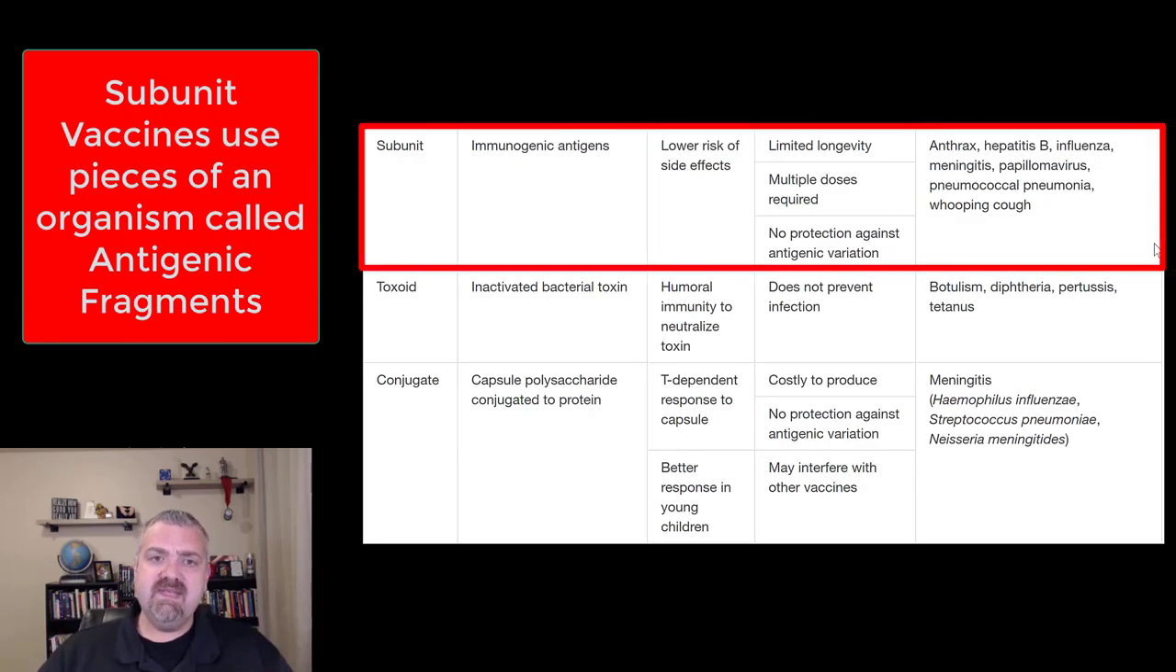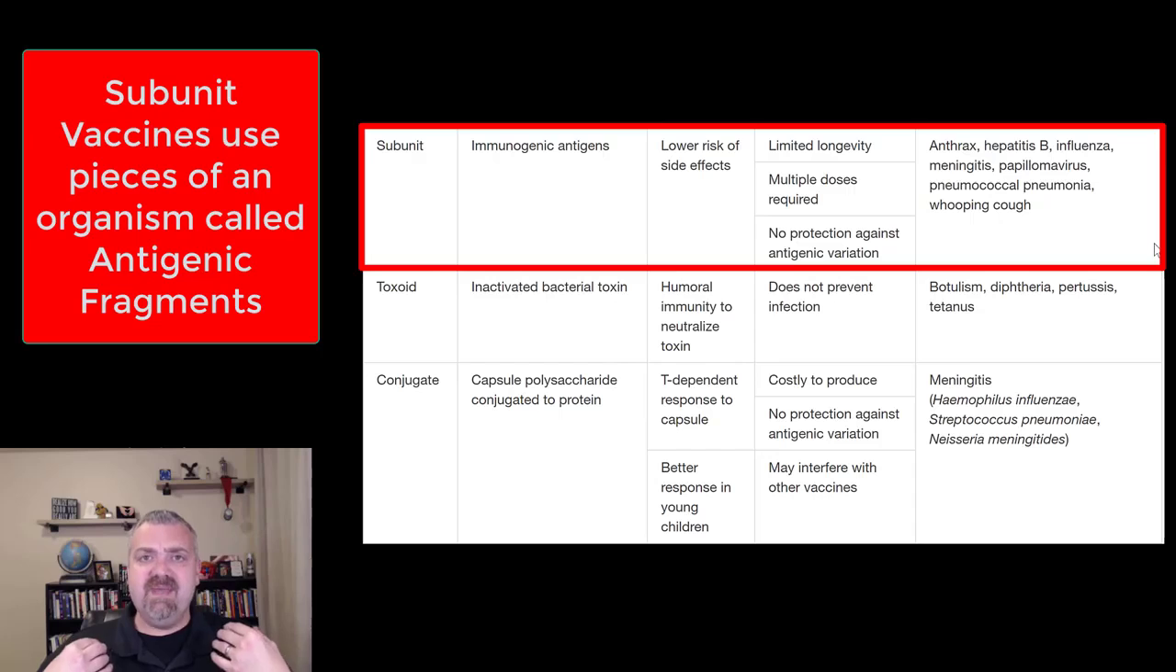Subunits, you're seeing a lot more of these now, where instead of giving a living or dead whole organism, you're given pieces. So with the immune system, I always think about wanted posters. With the other two, you're actually giving someone a wanted poster with the entire picture on it. So this is the criminal to look out for. With subunit vaccines, it's just pieces.